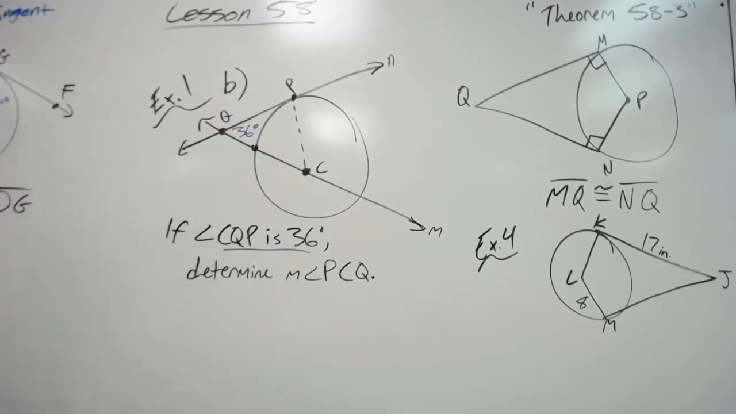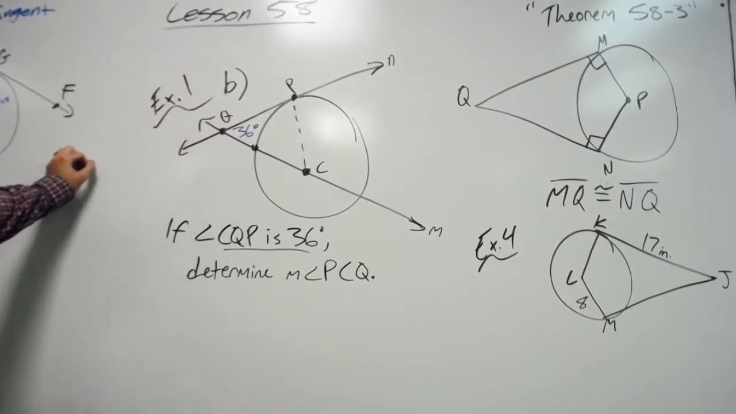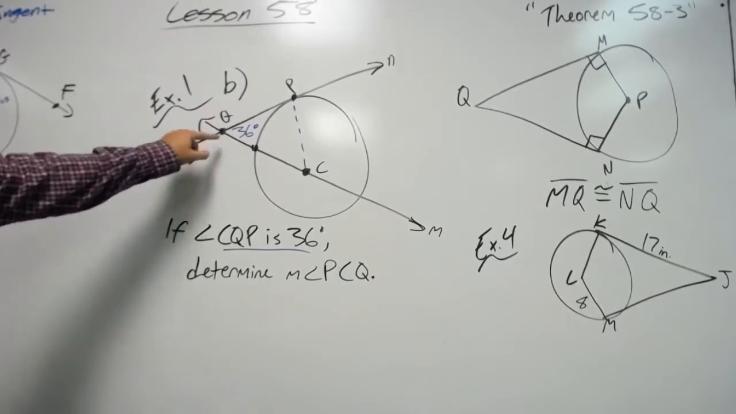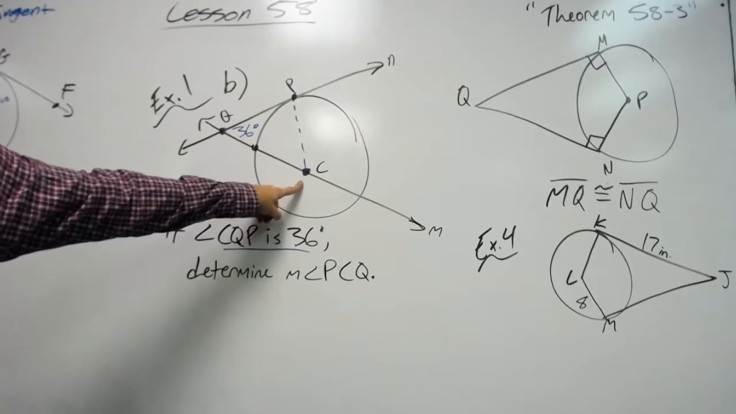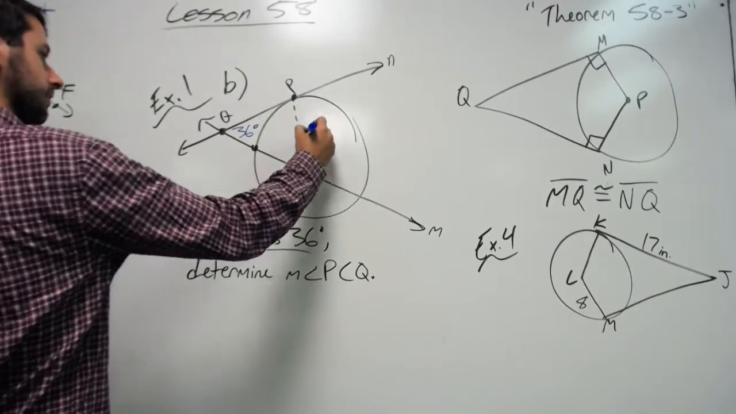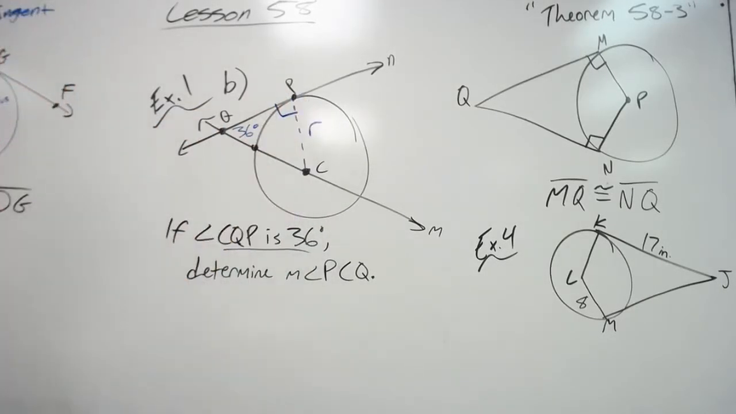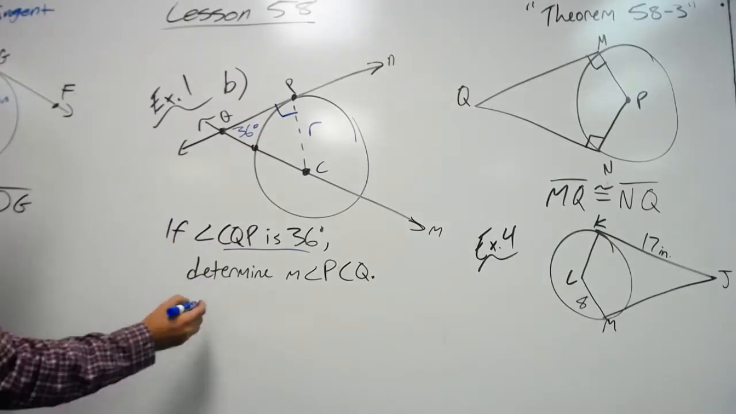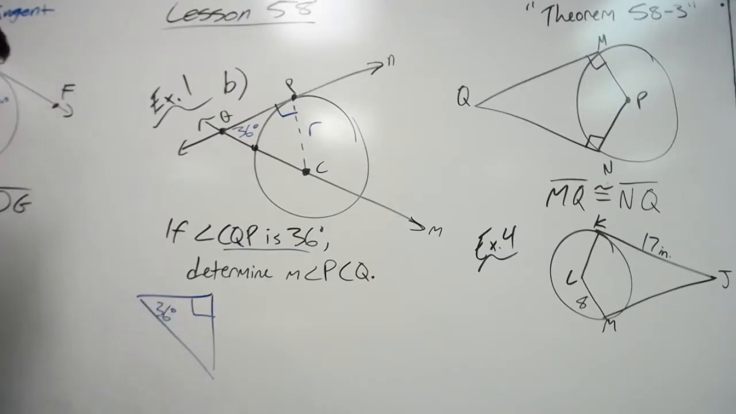Now, it actually tells us that line N is tangent to circle C at point P. So therefore, since this is a tangent and we just drew a radius, I know that radius is not in the center, but ignore that. But this is a radius, therefore this is a perpendicular line. So since that's perpendicular, if I redrew my triangle, it would look something like that.